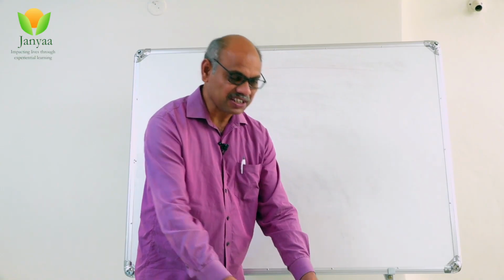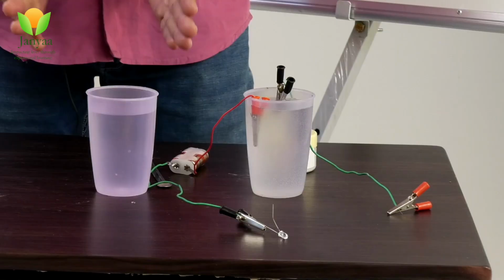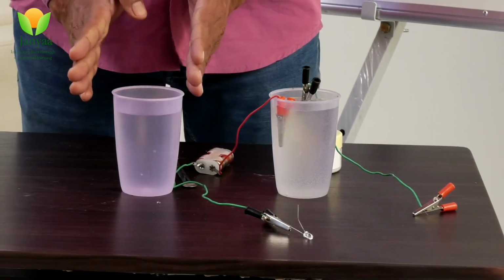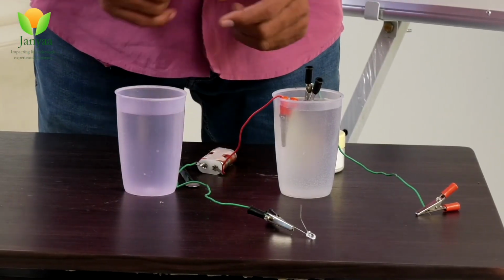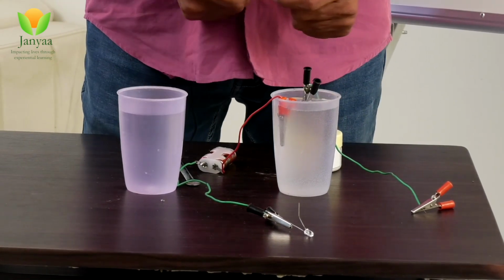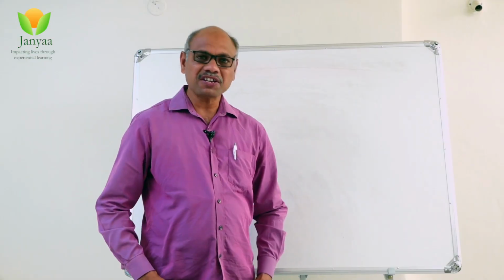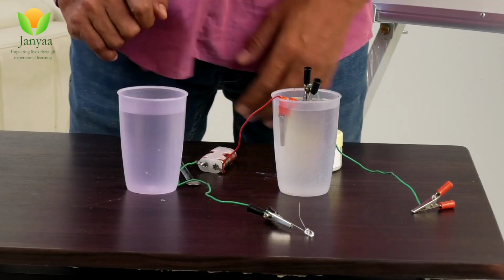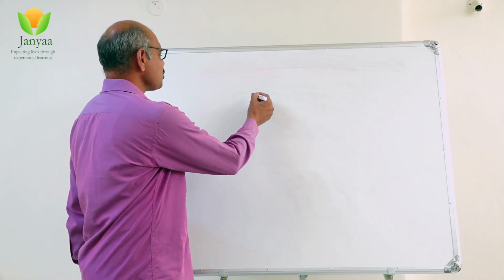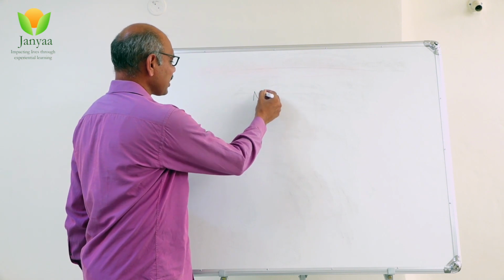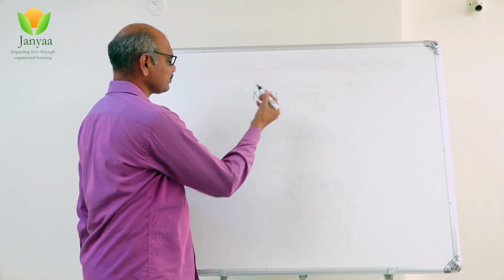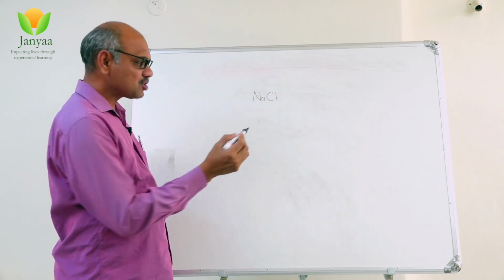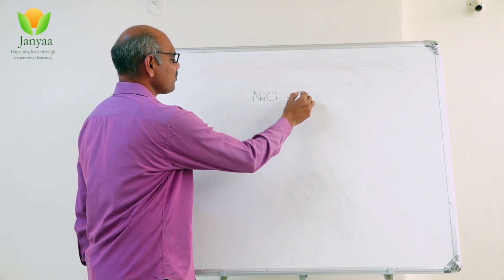What is the basic reason for this? Pure water did not allow current to pass through it, but when you add some salt, water obtained the nature of passing the current through it. What happened? Usually salt is called sodium chloride. This sodium chloride is dissolved in water.